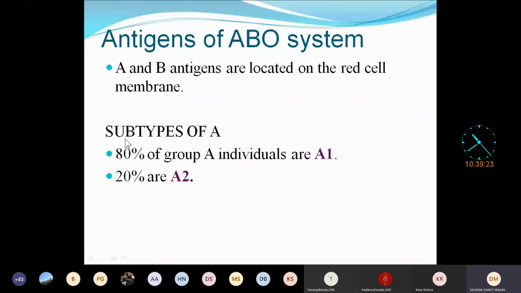The subtypes of A are A1 and A2. The A1 comprises a larger percentage: 80% of blood group A individuals are A1. Understood here? And then 20% are A2. While doing the blood grouping, we can distinguish A1 and A2, but usually this is not done, though it can be differentiated. So this slide, did you understand? Yes, ma'am.